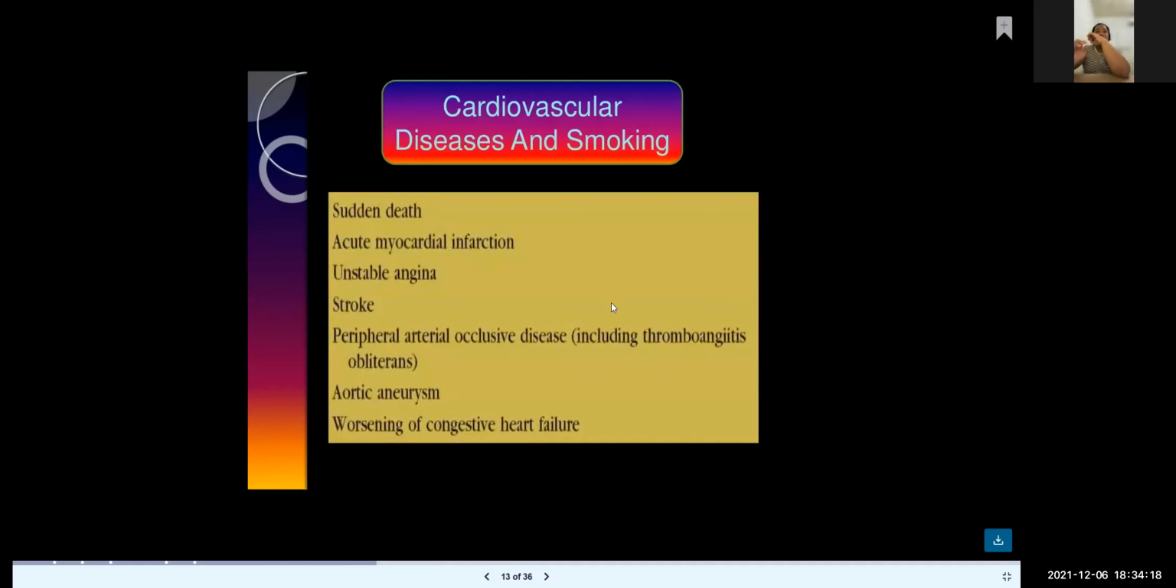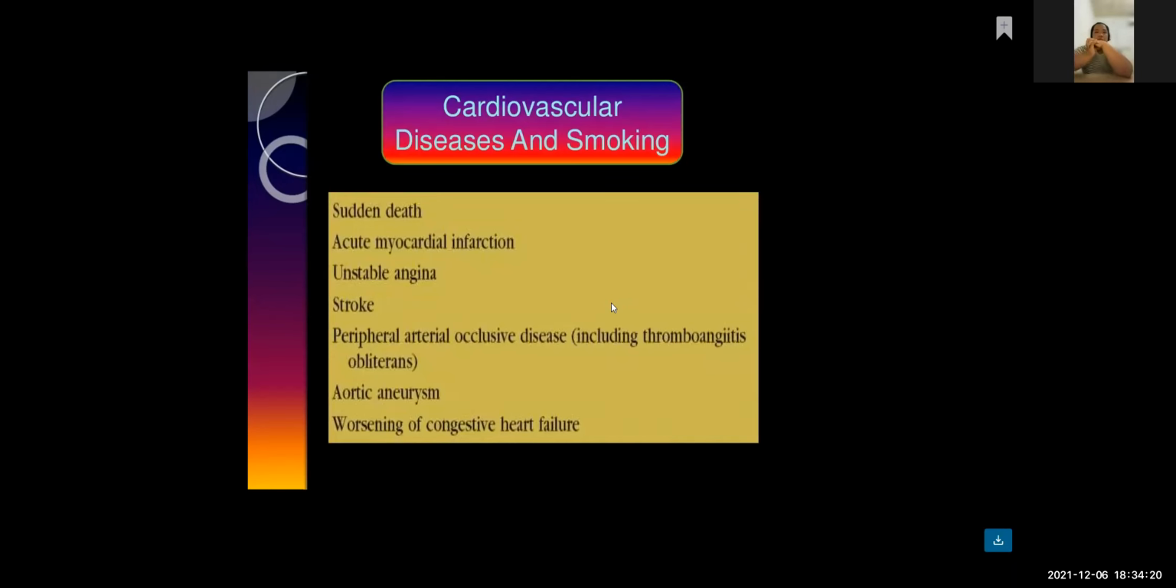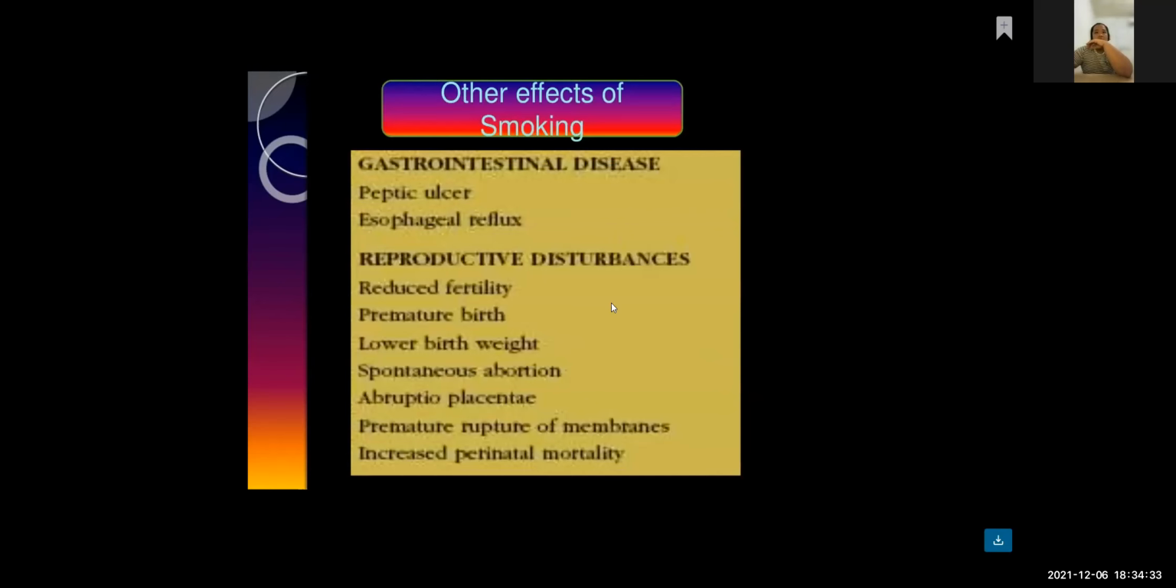Here are some other diseases from smoking, such as unstable angina, stroke, aortic aneurysm, worsening of congestive heart failure. Other effects of smoking, such as reduced fertility, premature birth, low birth weight, spontaneous abortion, placental abruption, premature rupture of membranes, increased perinatal mortality.